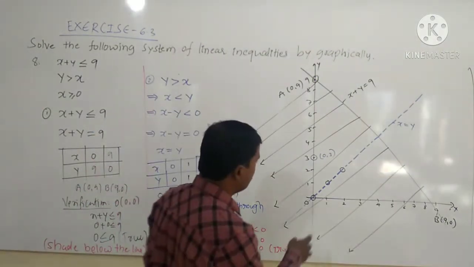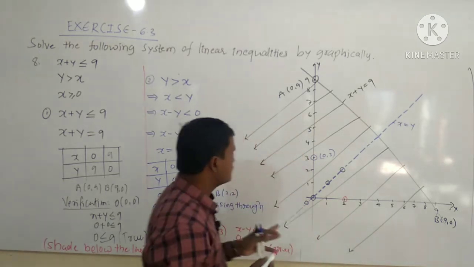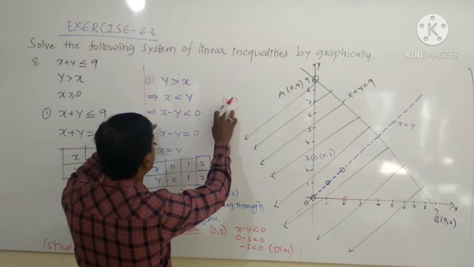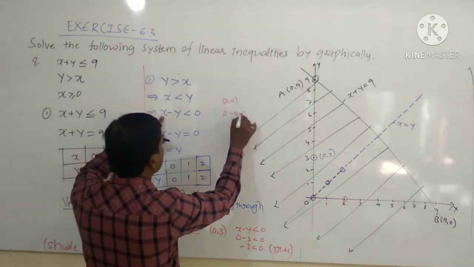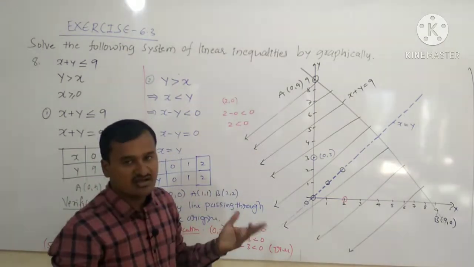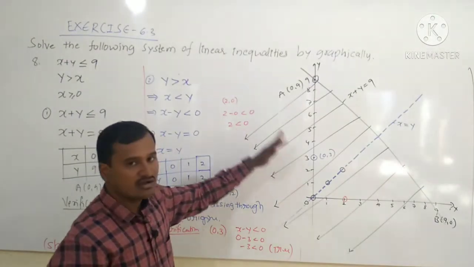Suppose if you take this point, 2 comma 0. If we substitute 2 comma 0, what do we get? 2 minus 0 which is less than 0. 2 less than 0 is false. If it is false, we have to shade above.